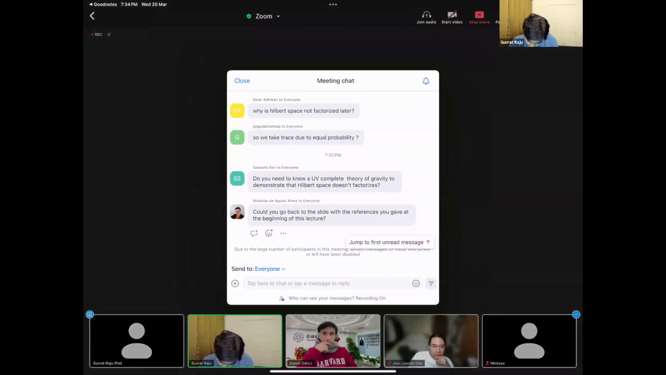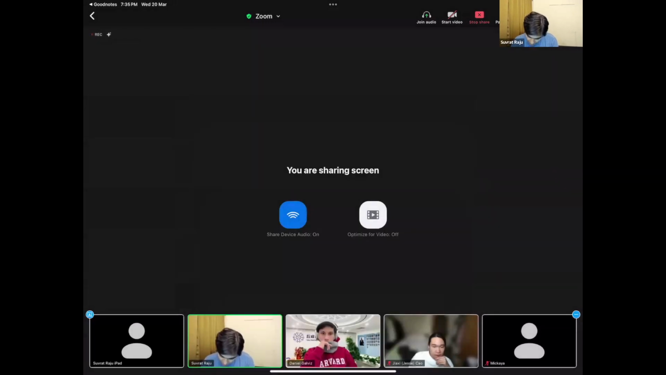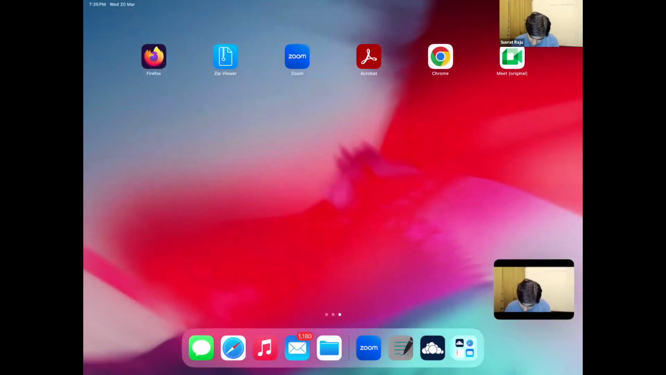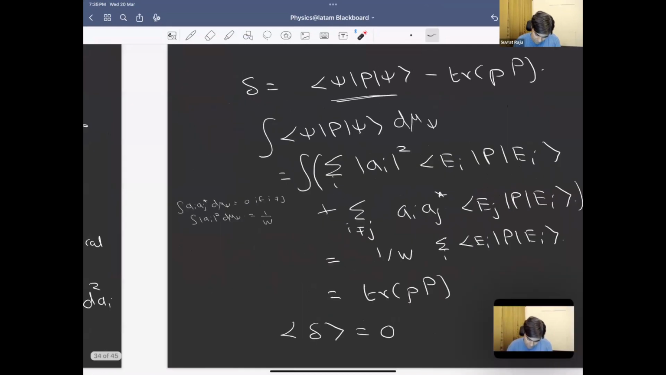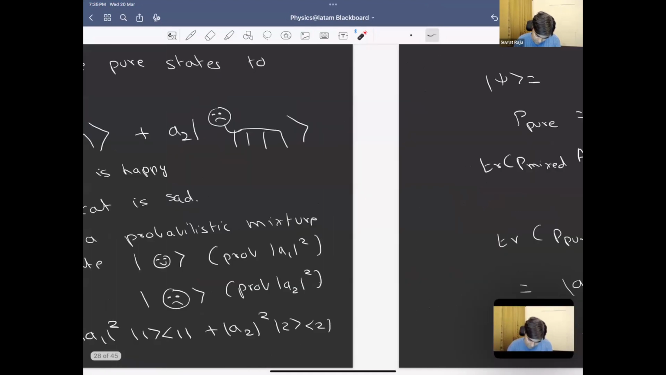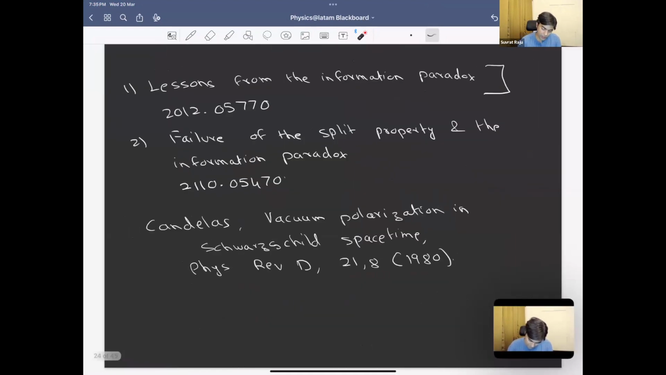Could you go back to the slide with references I gave at the beginning of the lecture? Yeah, sure. Most of what I'm speaking about in the first several lectures is based on this long review, which is useful to look at. This will, in fact, also have other references. Today, of course, we looked at Hawking's paper, which you can find easily. The statistical mechanics results you'll find in many places in the literature. Again, you'll find the references to them in this review.